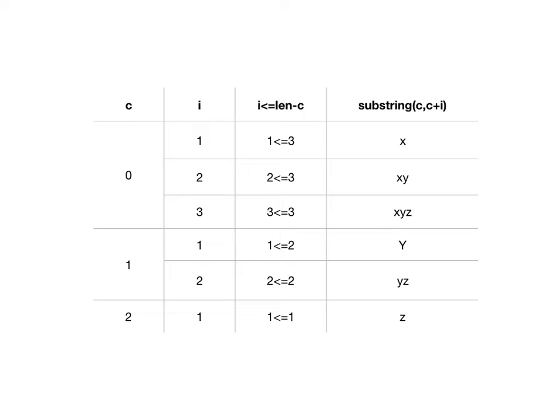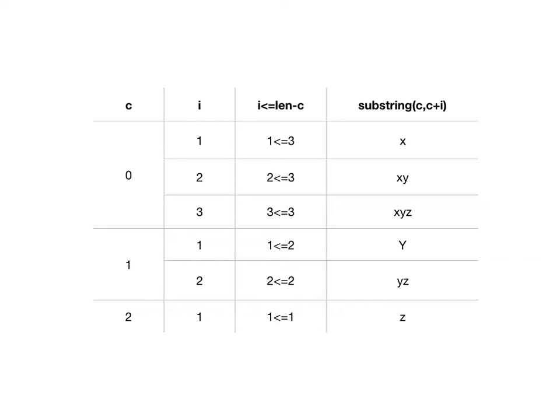Finally, when I reach the last character in the input string, that is c equal to 2, it will print only one character, so i will be only 1, which is z. So I'll keep on printing this. The outer loop condition would be until I reach the end of the string. The inner loop condition would depend on the length and the c value, so i will be less than or equal to length minus c. That would give you the number of times the substring needs to be printed.